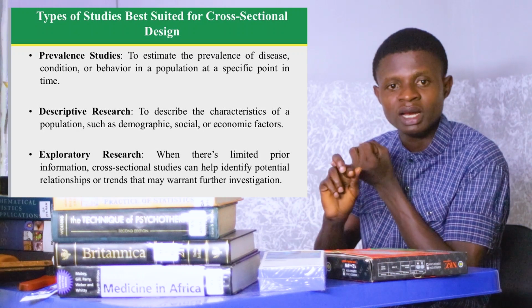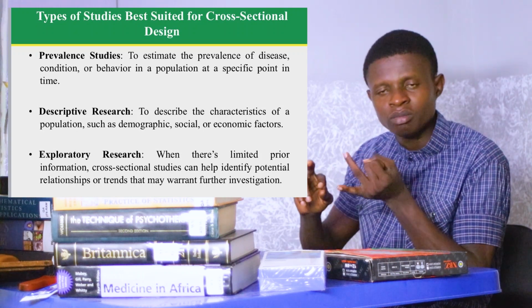When we move to the studies that are best fit for cross-sectional study, that is prevalence studies. Let's say you are looking for the prevalence of hypertension, or the prevalence of galamsey in Ghana. These are the best studies that can fit. When you use cross-sectional study, you'll be able to determine the prevalence of a particular condition or a particular outcome. So it best fits prevalence studies and also descriptive studies.